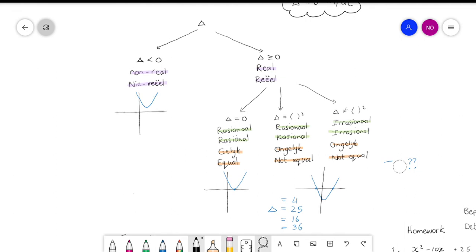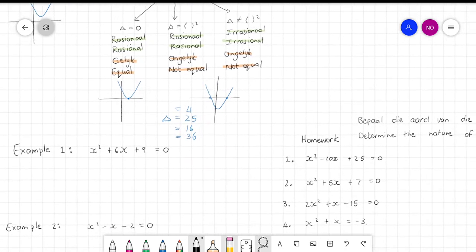Now, grade 11s, I know this seems a bit deurmekaar and all over the place, but I'm going to do the examples with you and then I want you to come back to this because this you have to study. Hierdie moet jy gaan leer. Okay. Goed. Now that's the homework.